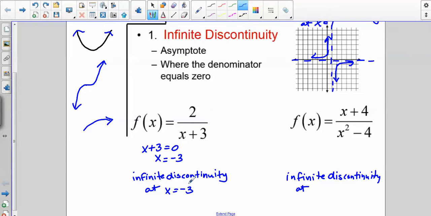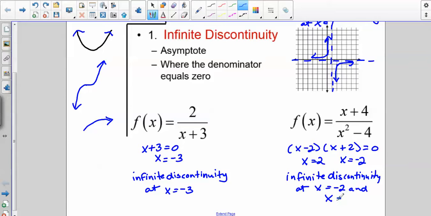If you have a more difficult denominator, like x squared minus 4, you might need to factor it. So you would have x minus 2 times x plus 2 equals 0. And this function has 2 points of discontinuity. One is at x equals 2, and one is at x equals negative 2. So infinite discontinuity at x equals negative 2 and x equals 2.